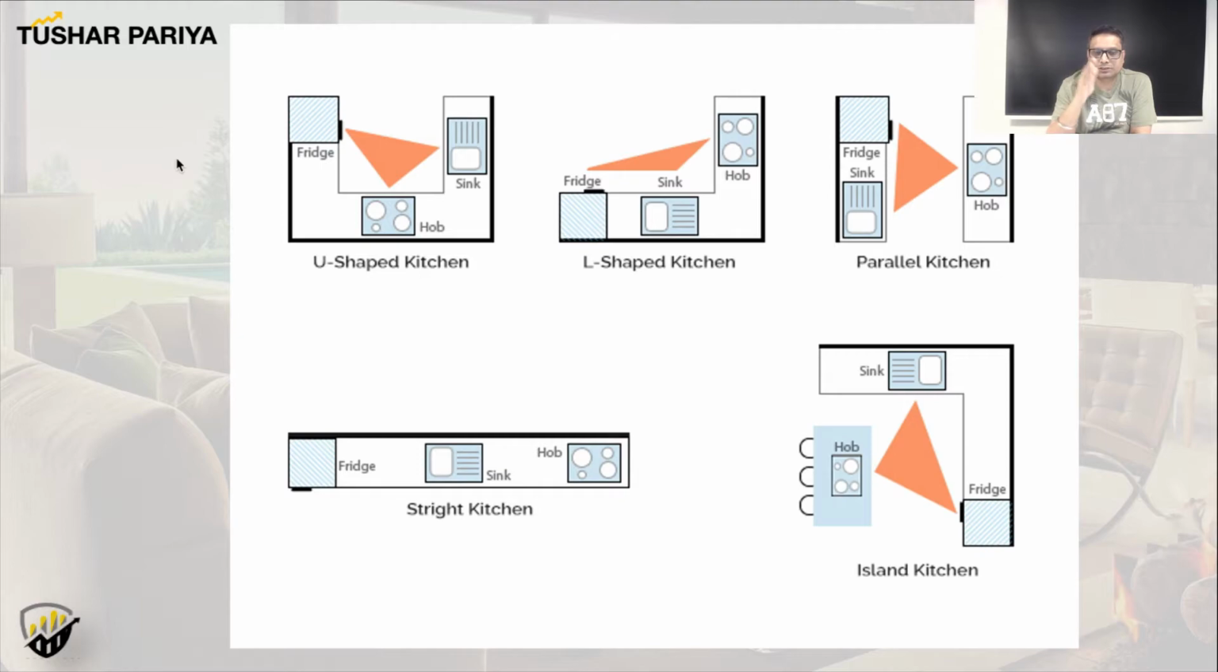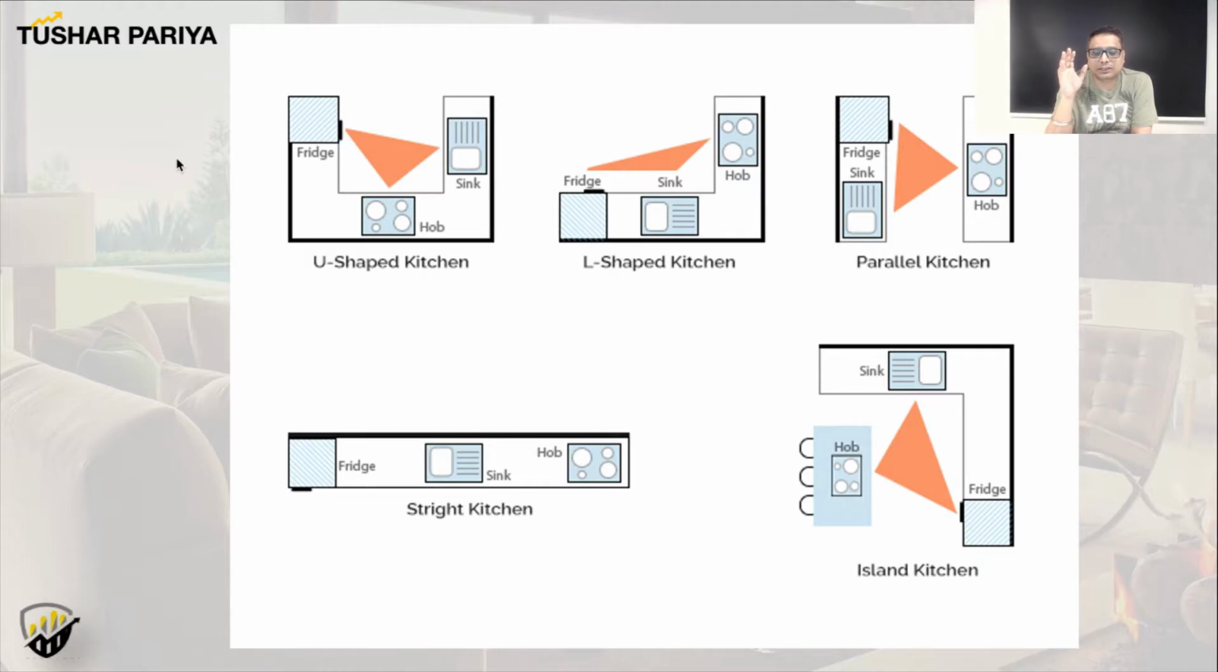and fridge. So make sure that you have a sink which is in the center and the hob on the right side. And if you don't have the possibility of keeping the sink in the center, then you can just replace the sink with the hob and the hob with the sink. That is one option that you have.